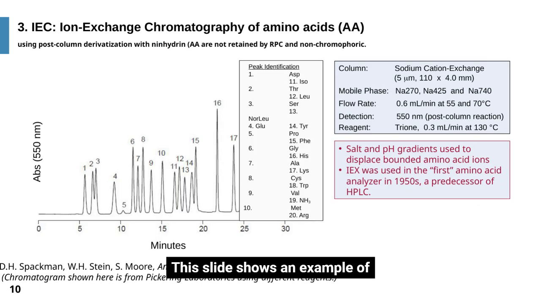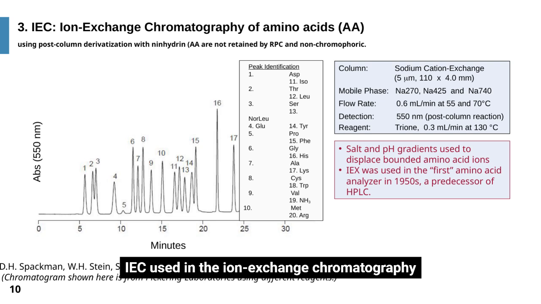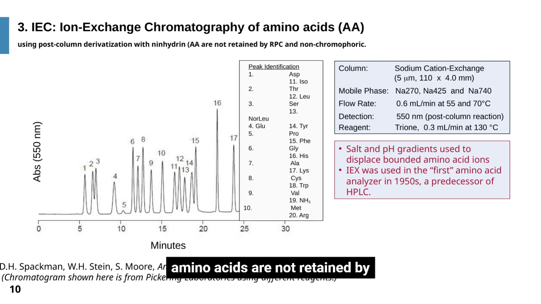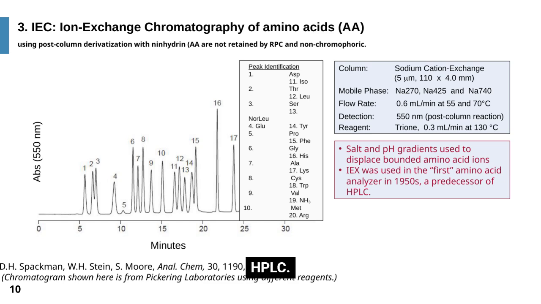This slide shows an example of IEC used in the ion exchange chromatography of amino acids, using post-column derivatization with ninhydrin because amino acids are not retained by RPC and are non-chromophoric. Salt and pH gradients are used to displace bound amino acid ions. AX was used in the first amino acid analyzer in the 1950s, a predecessor of HPLC.